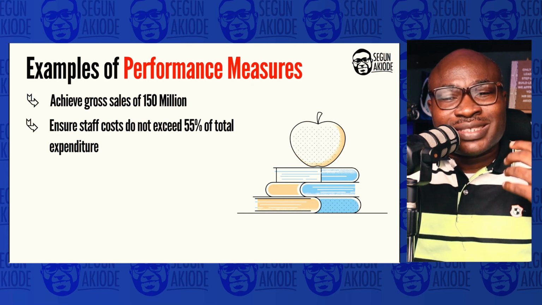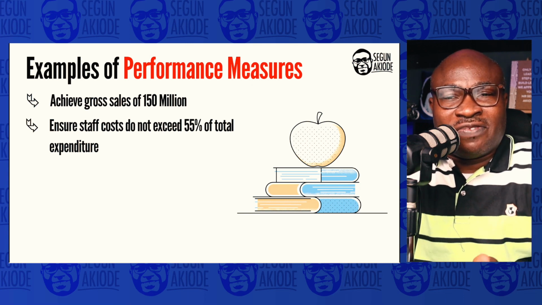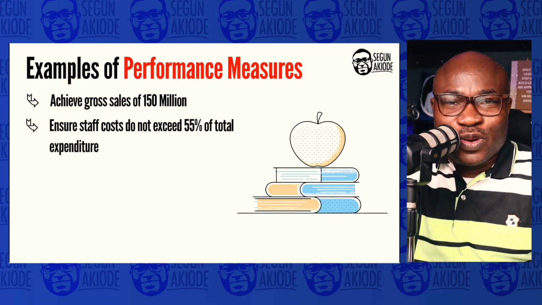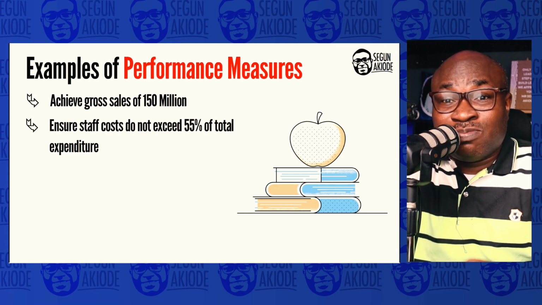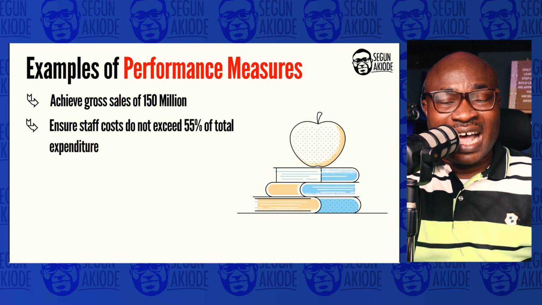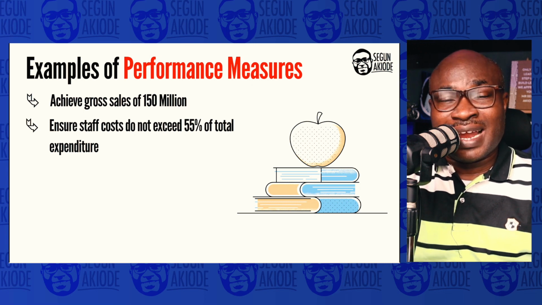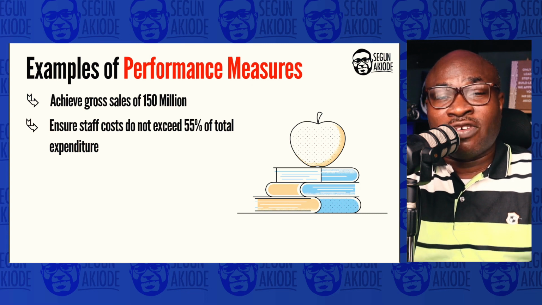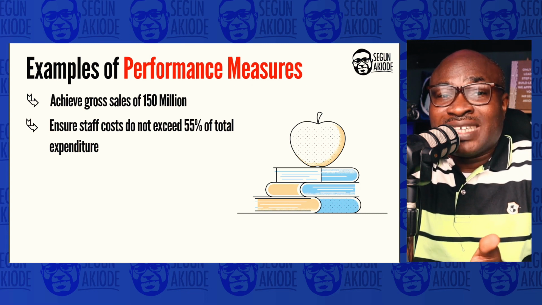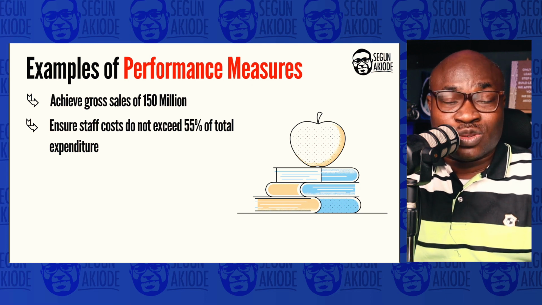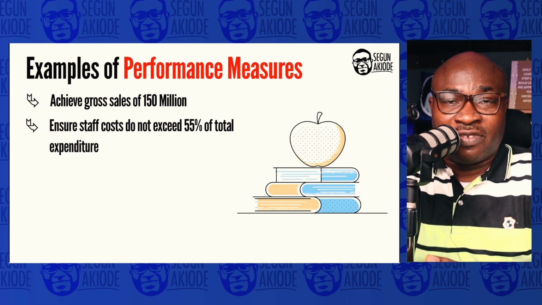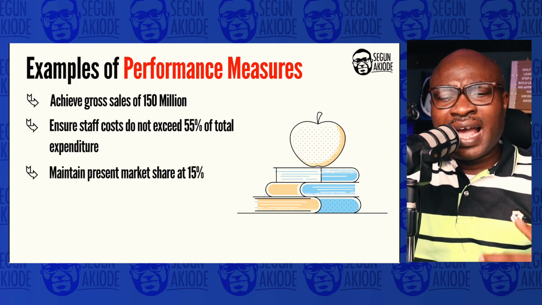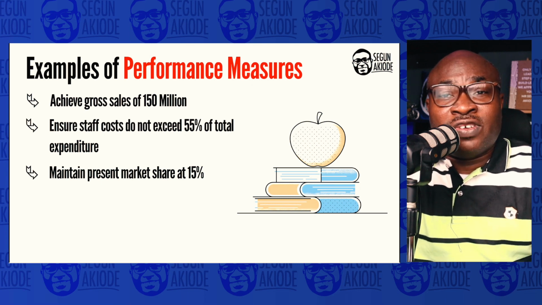Then looking at ensure staff cost does not exceed 55% of total revenue. This is a very interesting executive level performance measure, because it is being defined to say we're going to look at the staff cost as a factor of the total expenditure of the organization, and the measure here is that it must not exceed 55%. So the evidence of it exceeding is when we check the staff cost over the total expenditure and it is more than 55%, then this performance measure is not achieved. Very clear, right?